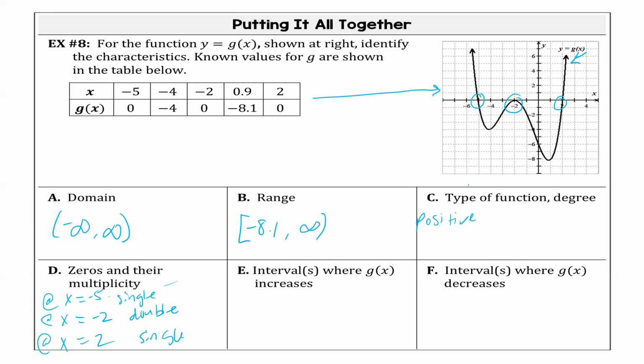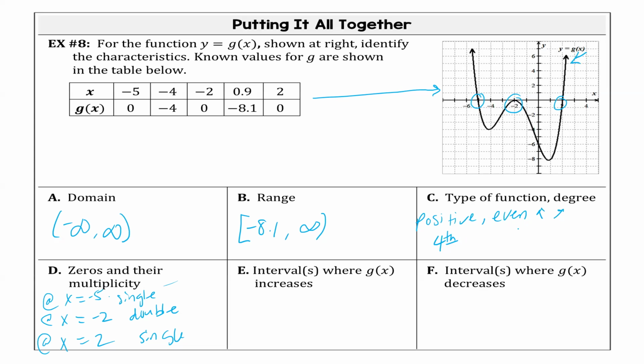Next, we know that it's an even degree. How do I know it's an even degree function? My end behaviors are doing the same thing, right? We're both waving our arms like we don't care, okay? In the air. So knowing this, what is the degree of my function? It is a 4th degree.